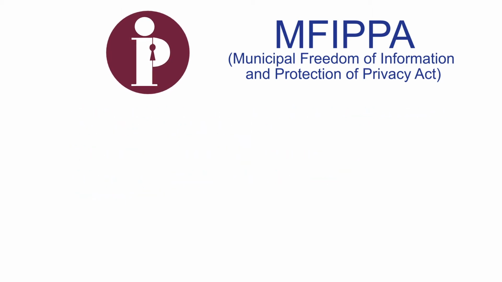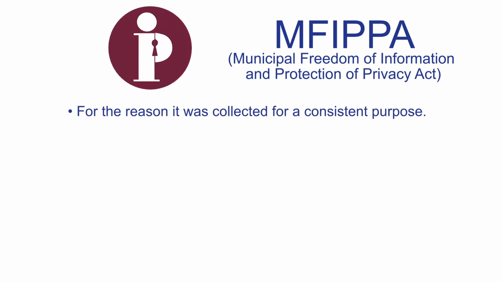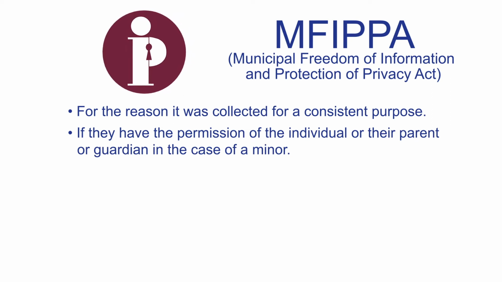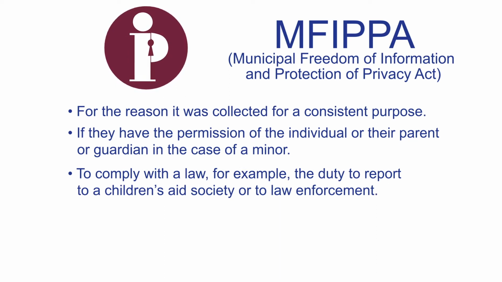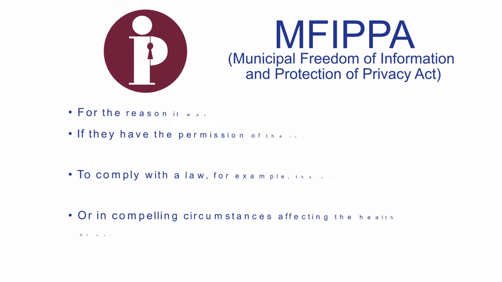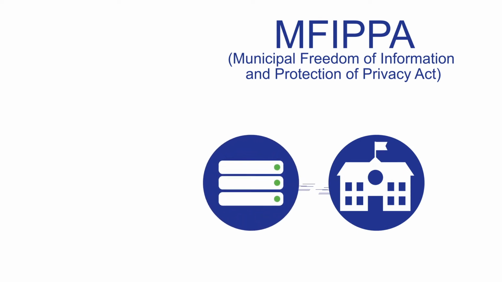Schools or school boards may disclose personal information for the reason it was collected or for a consistent purpose, if they have the permission of the individual or their parent or guardian in the case of a minor, to comply with a law, for example, the duty to report to a children's aid society or to law enforcement, or in compelling circumstances affecting the health or safety of an individual where the disclosure is reasonably likely to reduce the risk of harm.